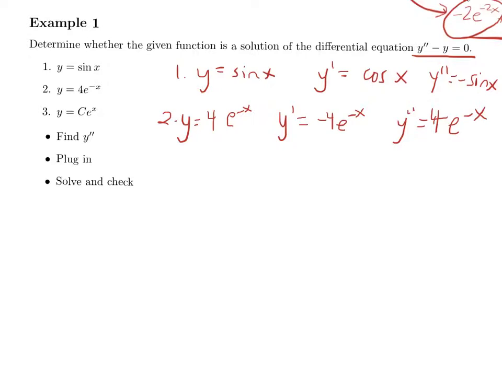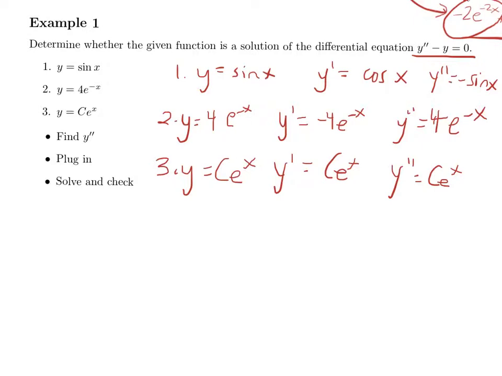And then 3, y equals c e to the x, where c is a constant. The first derivative is c e to the x. The second derivative is c e to the x. It's always going to stay the same. That one's an easy one.